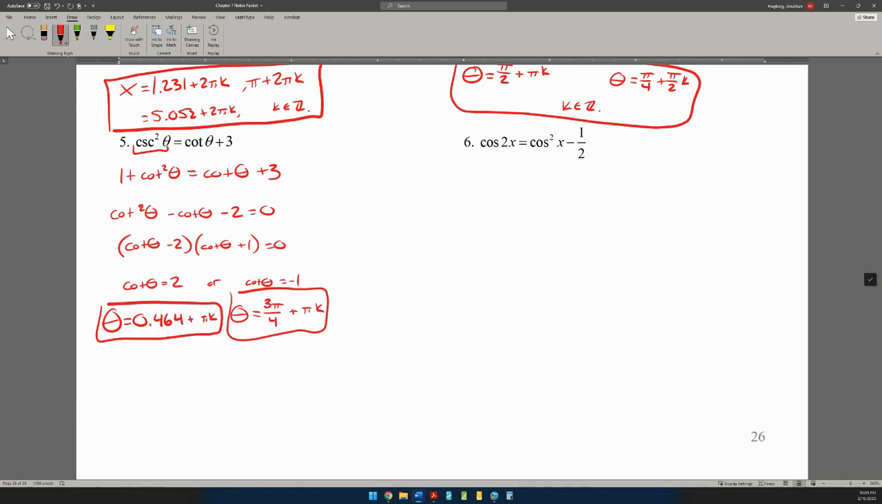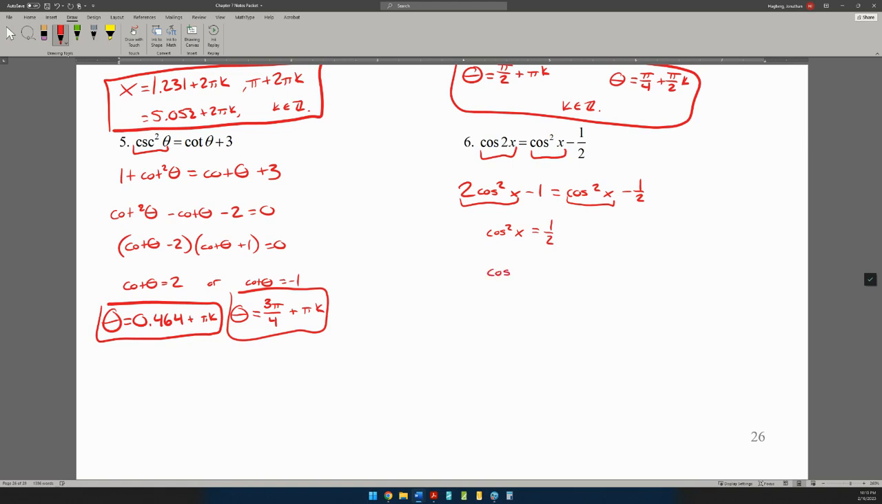Okay, last one. Here we have the double angle for cosine. We also have cosine squared. Okay. So let's go ahead and let's do the double angle formula. So we have 2 cosine squared x, and then minus 1 is equal to cosine squared x minus 1/2. Now, I noticed that we've got a cosine squared x term on both sides. We've got 2 on the left-hand side and 1 on the right-hand side. Let's just subtract cosine squared from both sides. So we get cosine squared of x. And you know what? Let's add that 1 over to the other side as well. So we get is equal to positive 1/2.